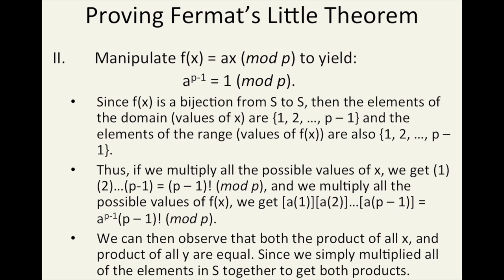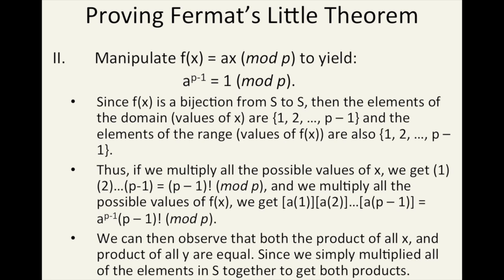Now specifically, we're going to try to manipulate f of x equals ax mod p to yield a to the p minus 1 equals 1 mod p, which is the claim by Fermat's Little theorem. Now the first thing that we need to notice is that since f of x is a bijection from S to S, the same numbers 1 all the way to p minus 1, then the elements of the domain and the elements of the range are the same, 1 all the way to p minus 1.